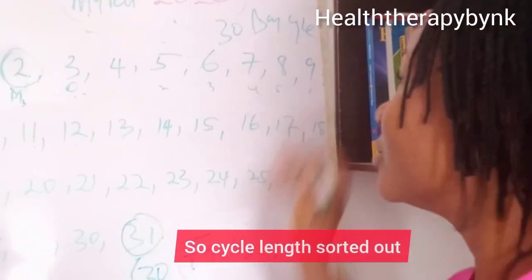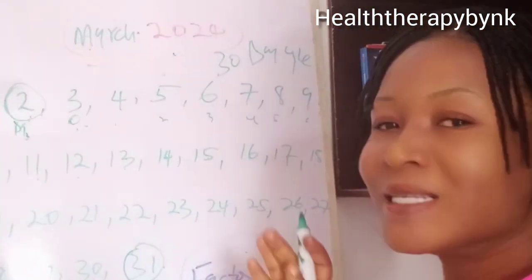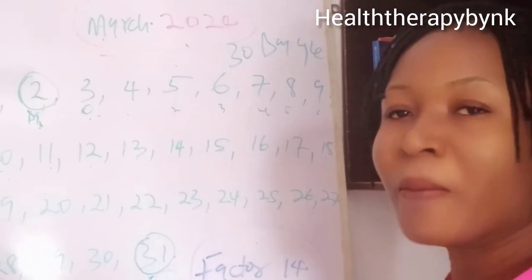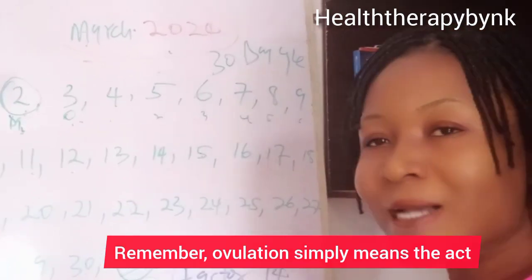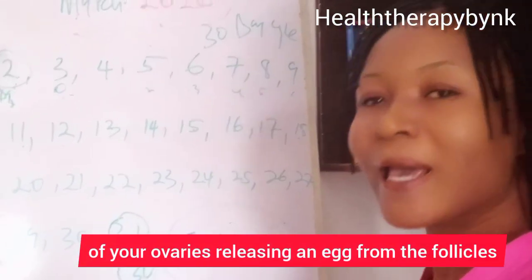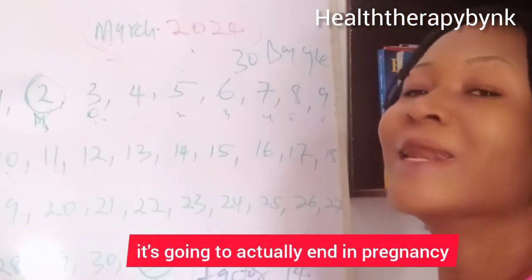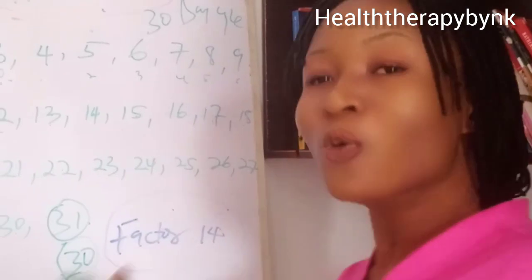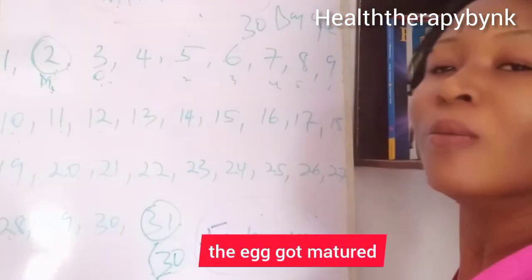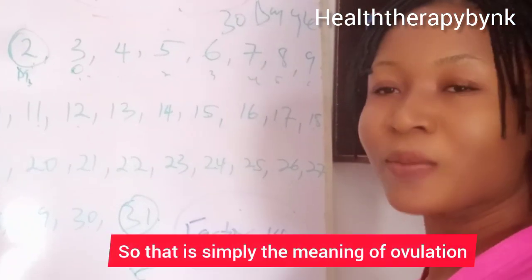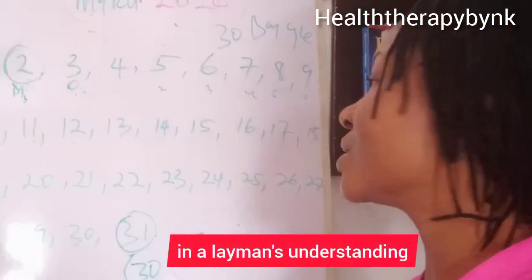All right, so cycle length sorted out. Let's get into how you can actually calculate your ovulation day. Remember, ovulation simply means the act of your ovaries releasing an egg from the follicles. It means that if that egg gets fertilized by a sperm cell, it's going to end in pregnancy. The woman has laid an egg, the egg got matured, the egg got released, it got ruptured. That is simply the meaning of ovulation in a layman's understanding.